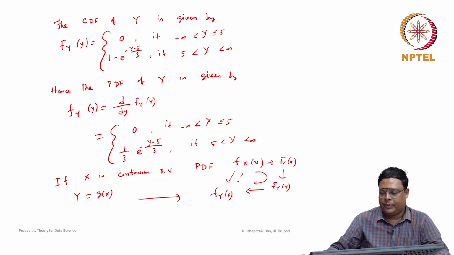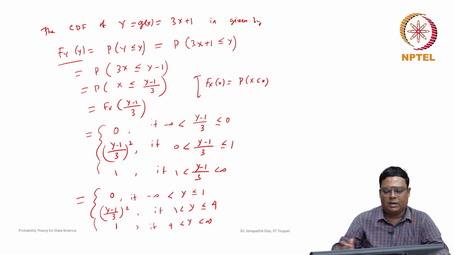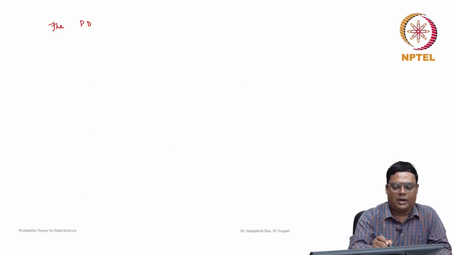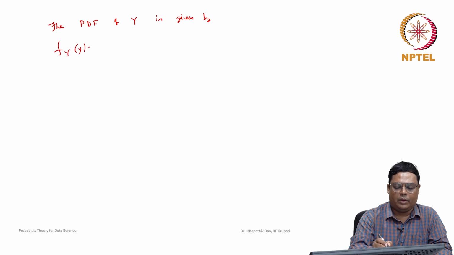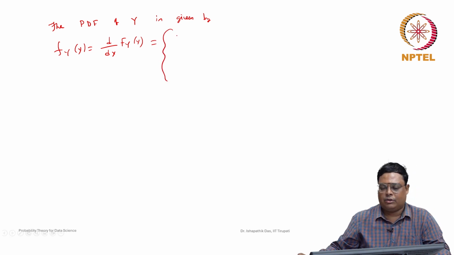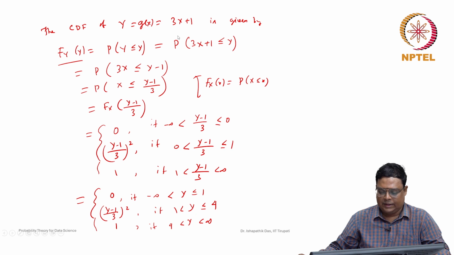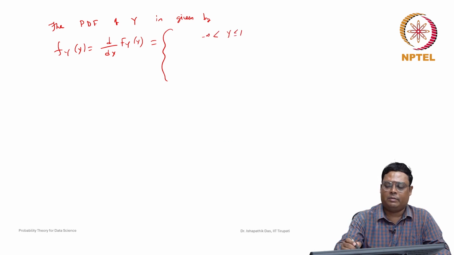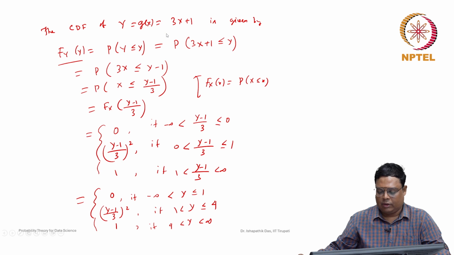So what will be that value? How can we find that? Now we will take the differentiation with respect to y. So the probability density function of y is given by f of y, the derivative with respect to y. This is equal to 0 whenever y is less than or equal to 1, since the CDF is 0 there. So we will utilize that: for y between minus infinity and 1, it is 0. That's why this will be 0.